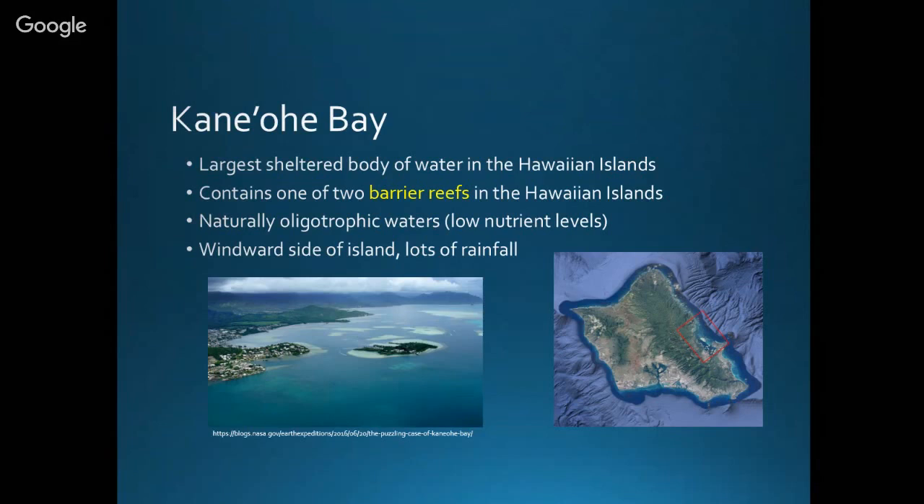And it has naturally oligotrophic waters, which means there are very low nutrient levels. So the Kaneohe Bay area naturally has low nutrient levels, but it has had increasingly exceeding nutrient levels due to human sources of nutrients, which I'll get to later. And since the bay is on the windward side of the island, it gets a lot of rainfall.